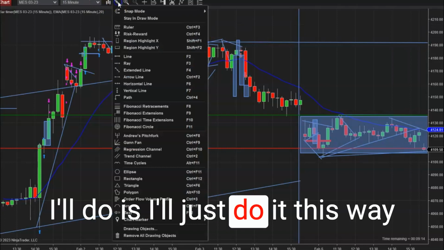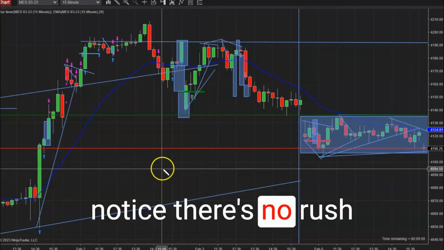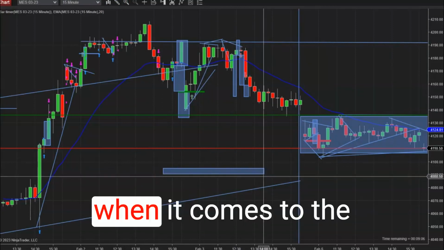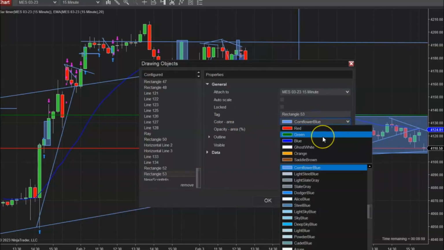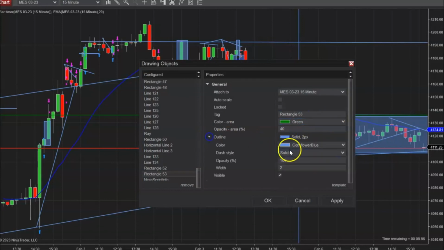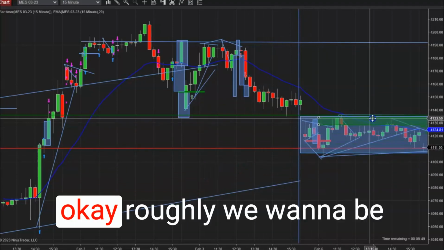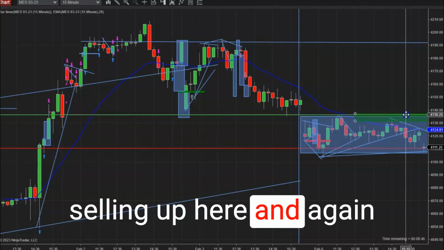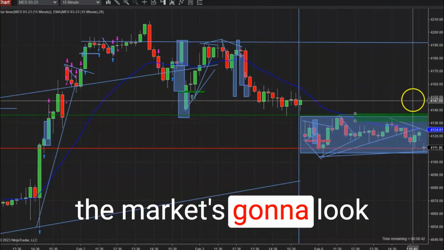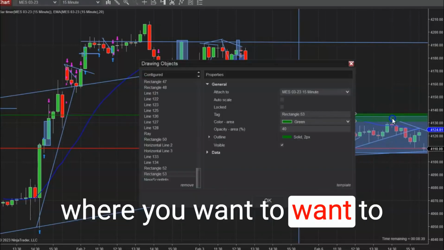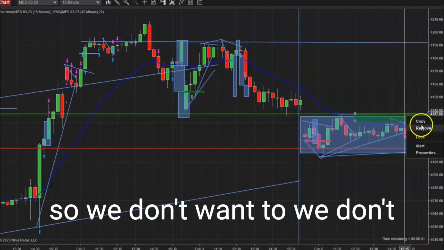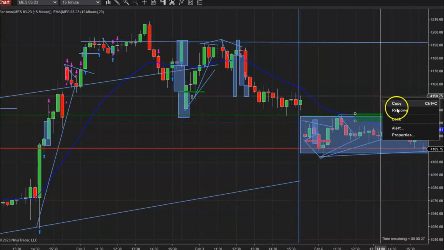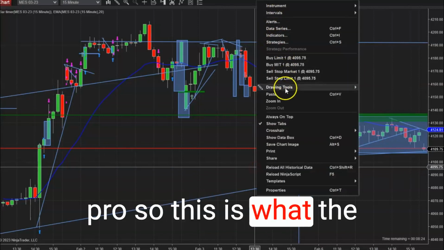Oftentimes what I'll do is I'll just do it this way. And notice there's no rush. Never be in a rush when it comes to the market. It's just not a good idea. So if we look at this zone, roughly we want to be selling up here. And again, this is not precisely what price. I don't know what the market's going to look like when it comes up there, so we'll find out. But that's where you want to be buying, as of right now. That could change. We don't want to trade like an amateur. We want to trade like a pro. So this is what the pros do.